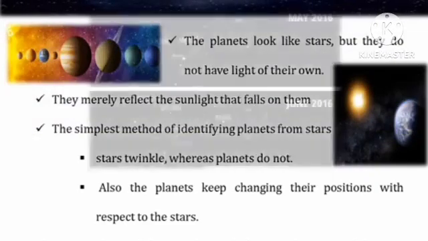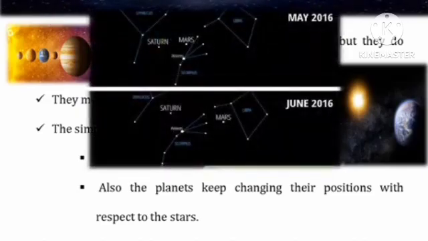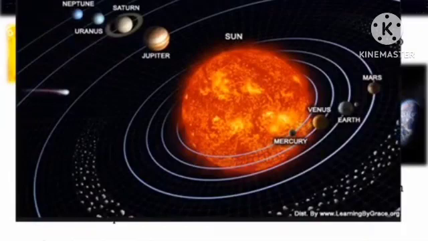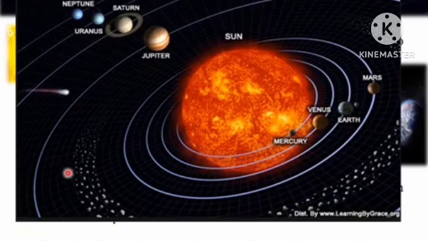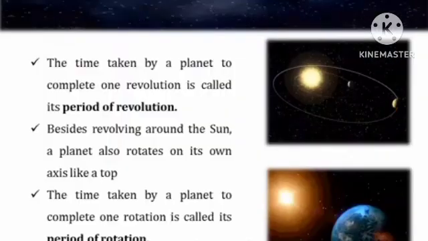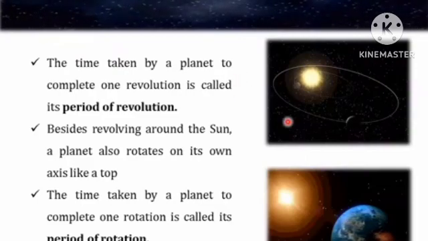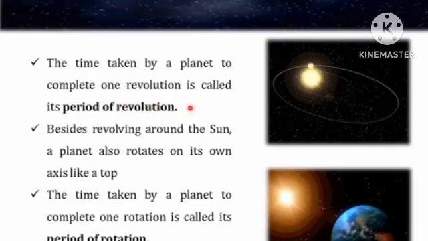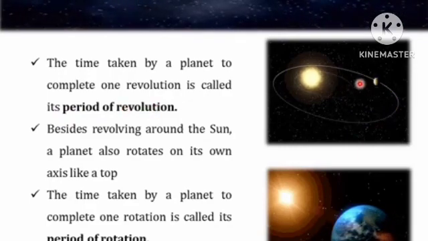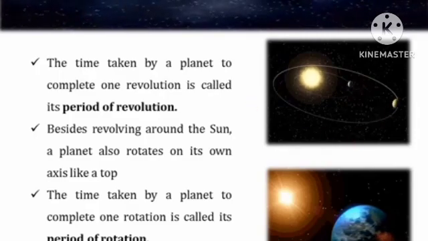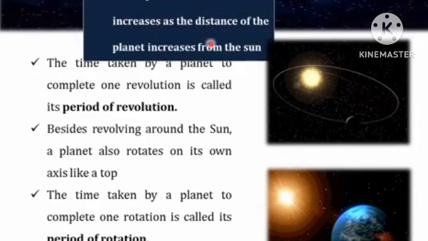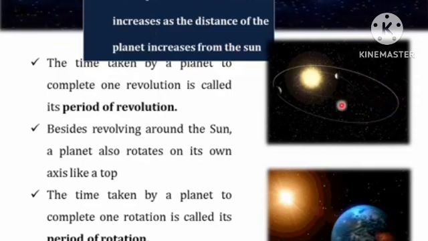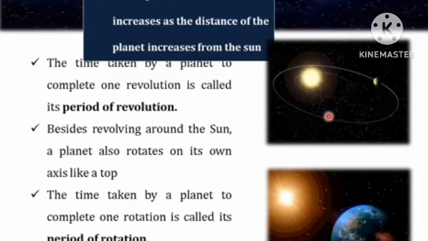And another difference is that the planets keep changing their position with respect to the stars. Now the planets have a definite path in which they revolve around the sun, and that path is called an orbit. Now the time taken by a planet to complete one revolution around the sun is called its period of revolution. Now what do you mean by revolution? Revolution means it is a movement of one object around another object. Now the period of revolution increases as the distance of the planet increases from the sun. That is, the period of revolution of Mercury would be small as compared to that of Mars.